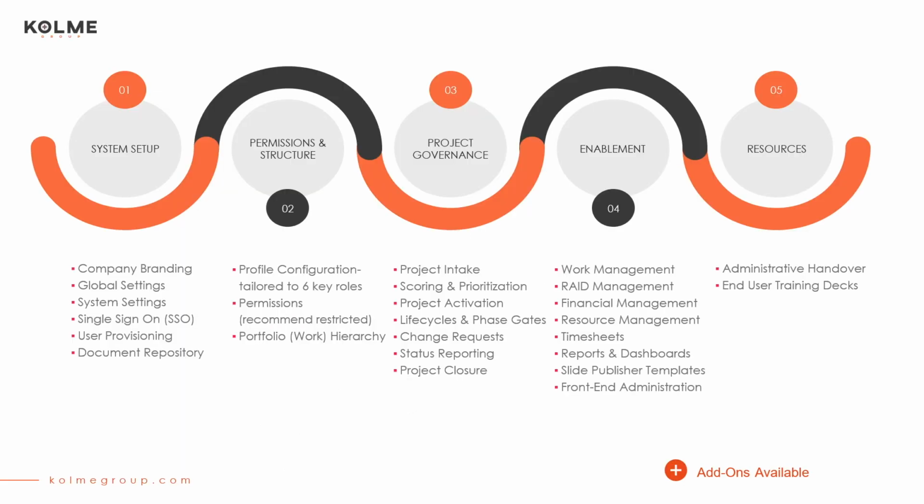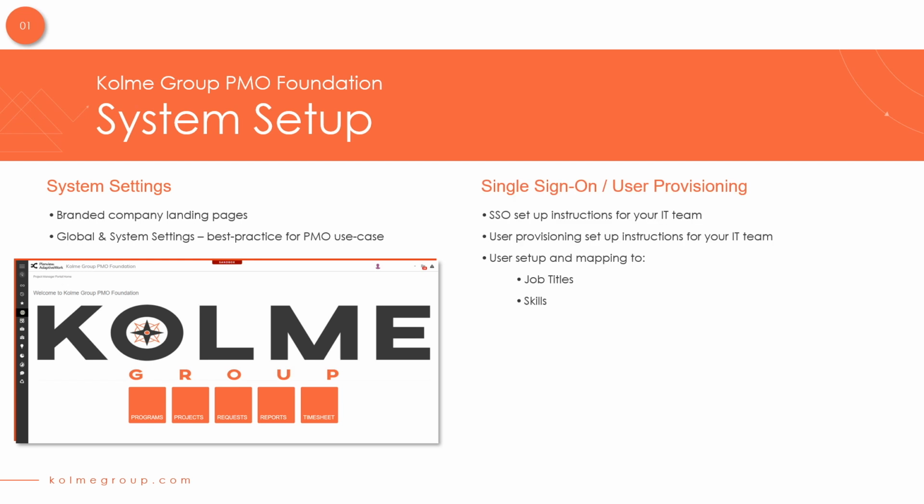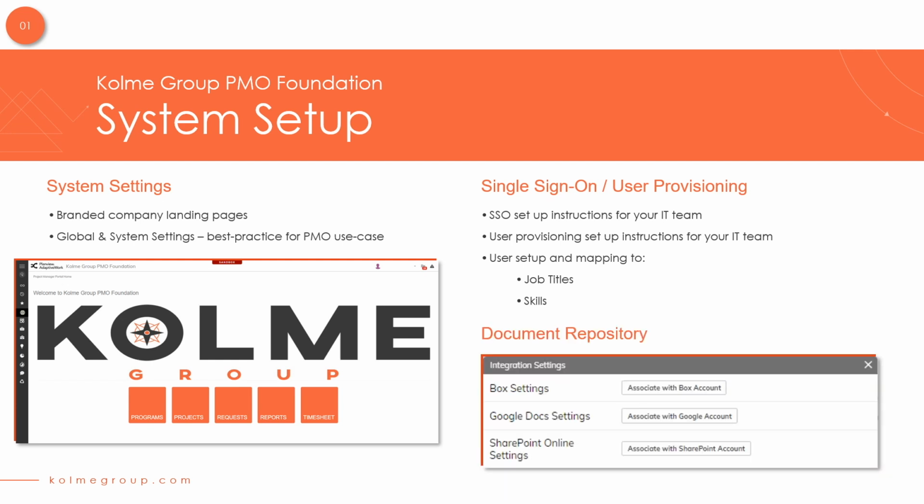Here is a high-level overview of what comes with the PMO Foundation package. The succeeding slides will include additional details that I will not speak on specifically, so feel free to pause the video as we review each slide. We will ensure correct setup of your AdaptiveWork instance and set over 200 system settings according to best practice for a PMO use case. This system setup includes single sign-on and user provisioning setup in collaboration with your IT team, as well as connection to common document repositories like Box, Google, or SharePoint.